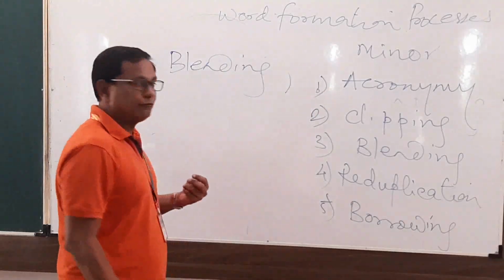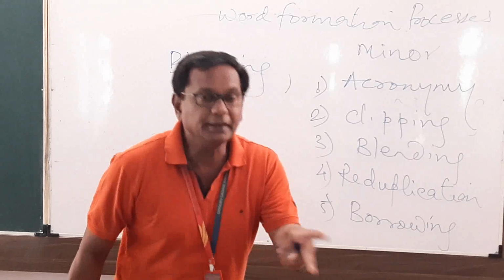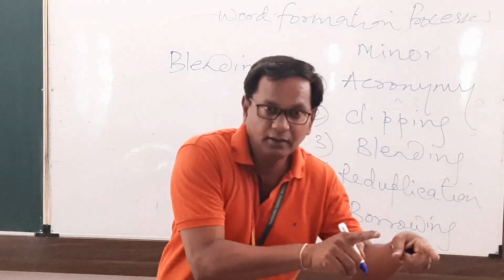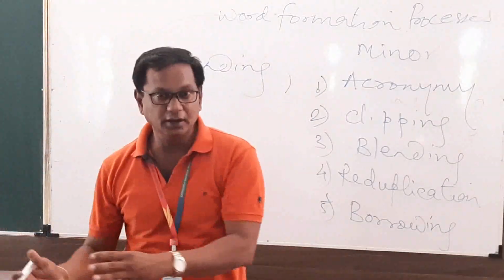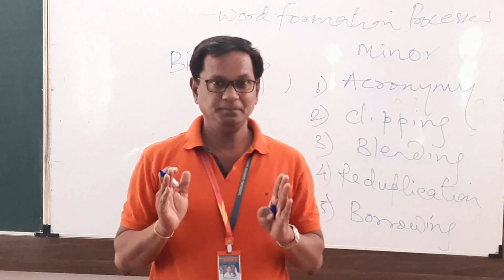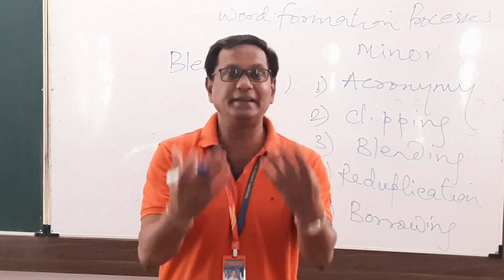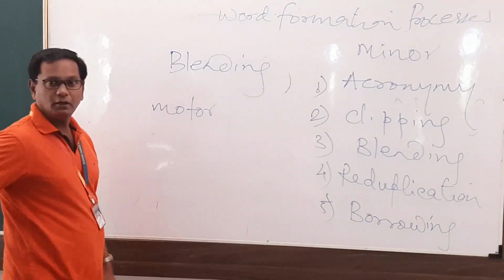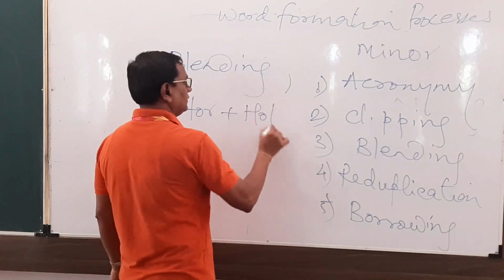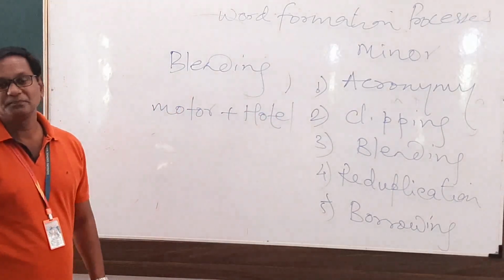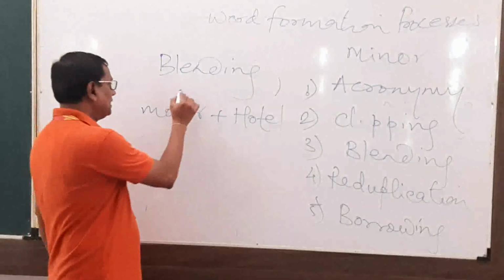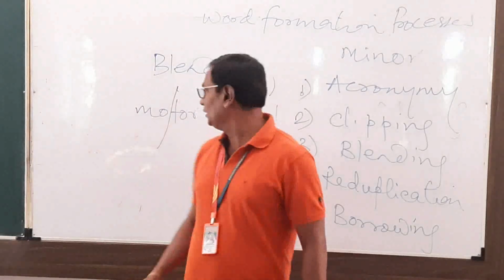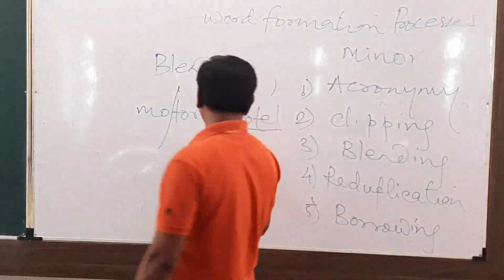For example, if we have two bases being blended, in the process of blending, the first part of the first word and the end part of the next word usually blend, and they create the example of a blending word. For example, we have two bases, motor plus hotel. So these are the two bases. So the first part, mo, and tel. We have got the example of motel. So here we say that motel.